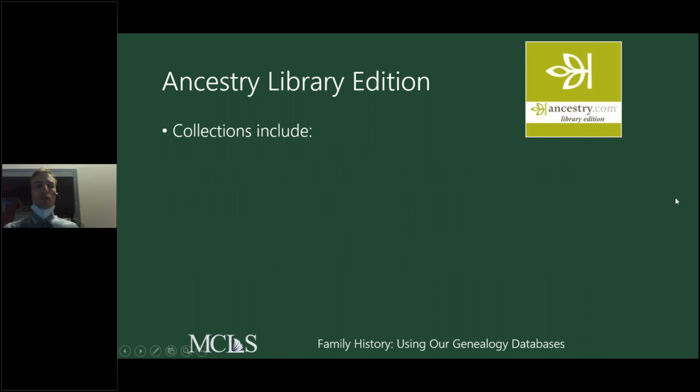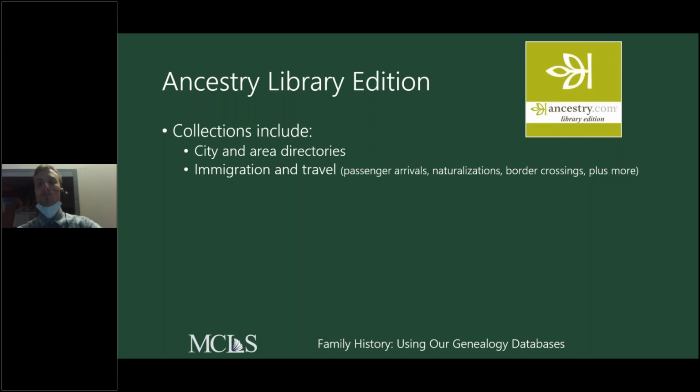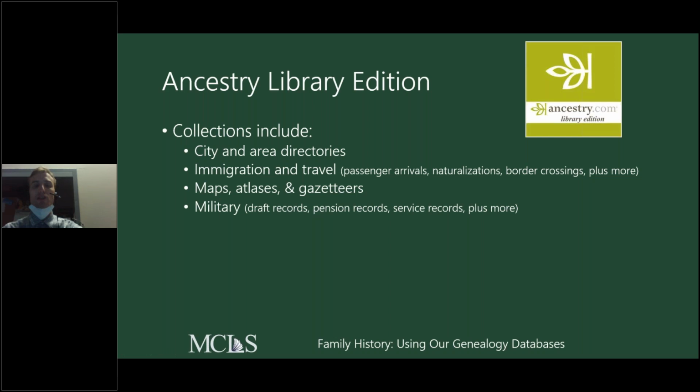All right, so Ancestry Library Edition has a lot of different collections, as I mentioned. Okay, it's pulling from 8,000 plus databases. All right, the notable collections include city and area directories, immigration and travel databases, so things like passenger arrivals, naturalizations, border crossings, plus more. Maps, atlases, and gazetteers, okay. Military records, things like draft records, pension records, service records, and more.